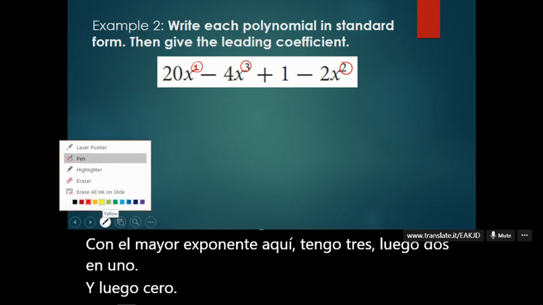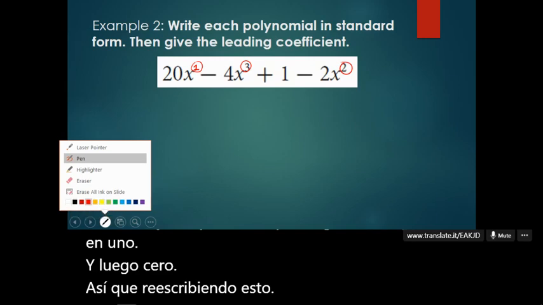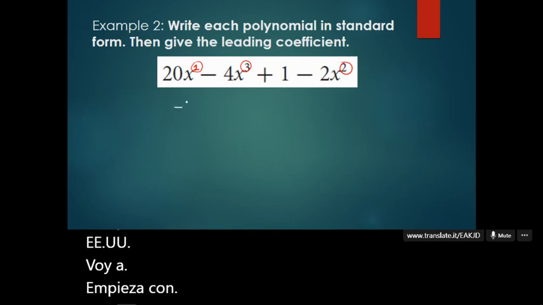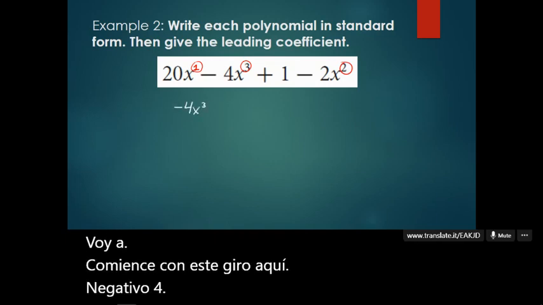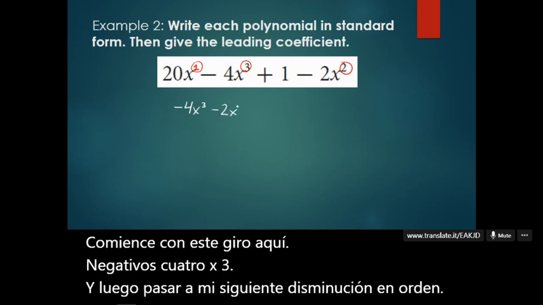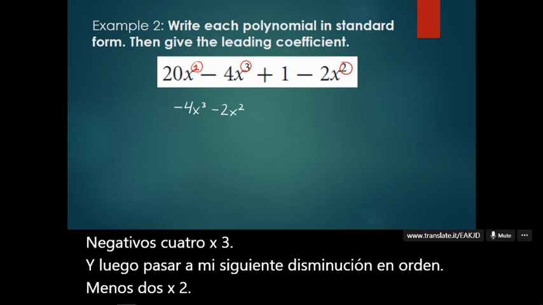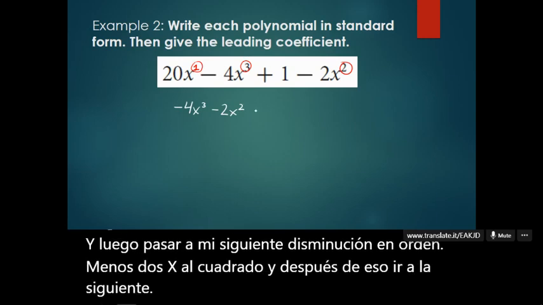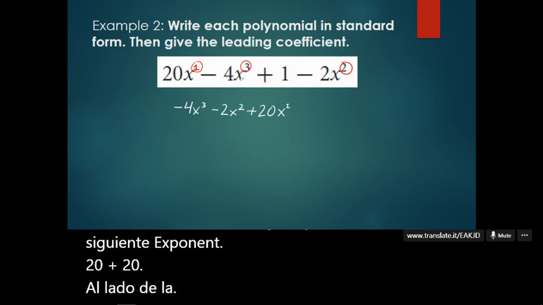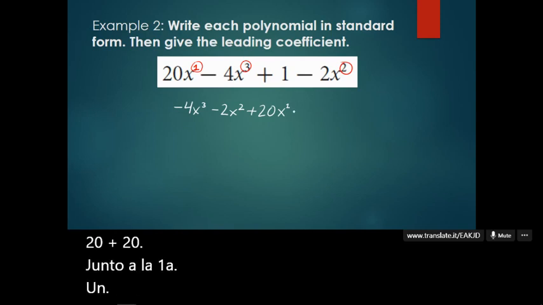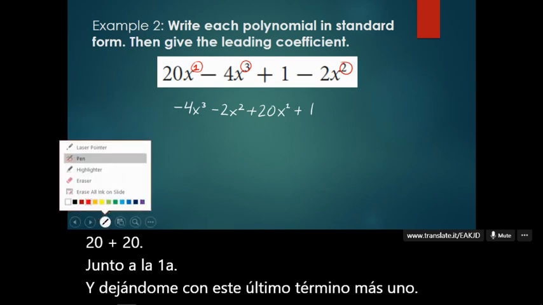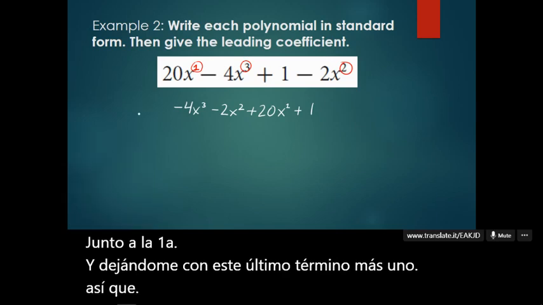So rewriting this in standard form, I'm going to begin with this term right here, negative 4x cubed, and then going on to my next in decreasing order, minus 2x squared, and after that, go into the next exponent, plus 20x to the first, and leaving me with this last term, plus 1. So here is your standard form.